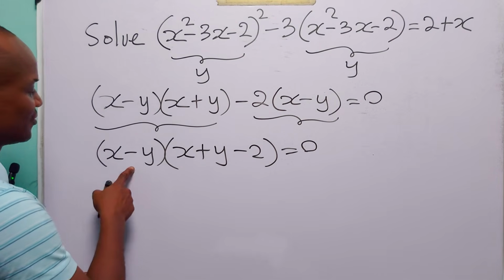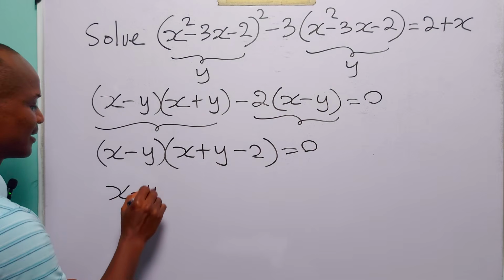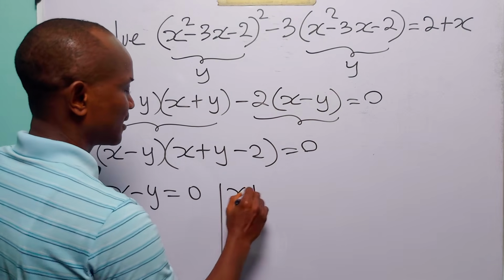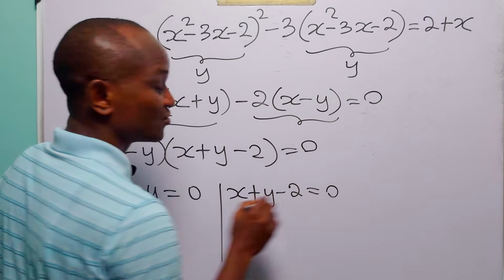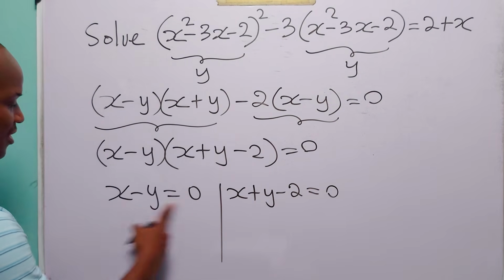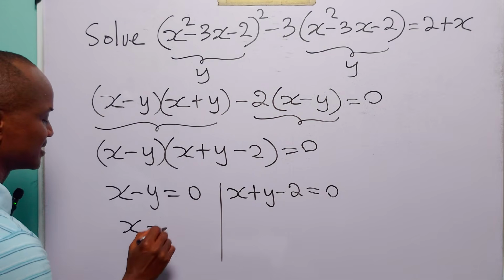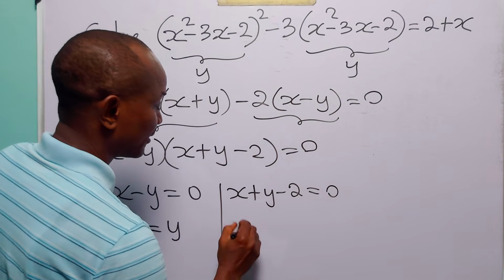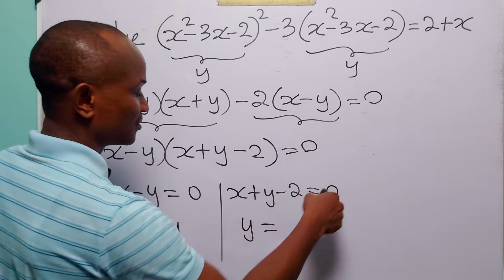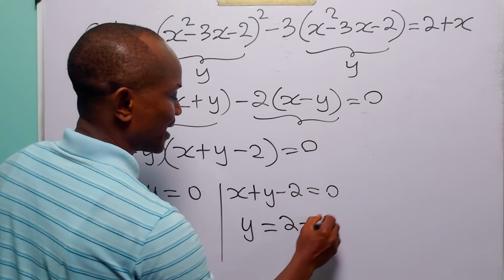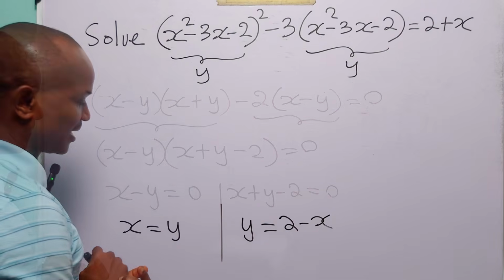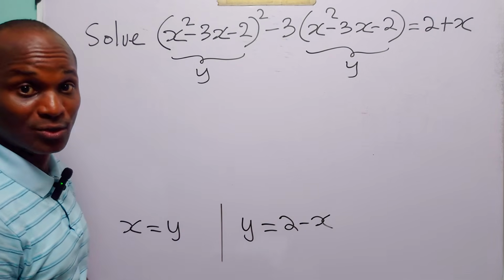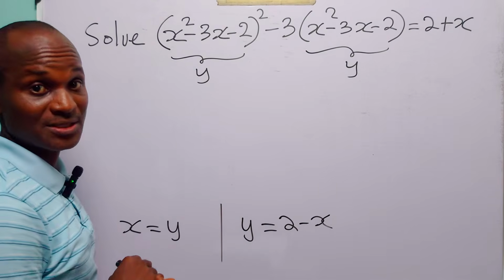And from here, you can see that either x minus y is equal to 0 or x plus y minus 2 is equal to 0. From here, we have that x is equal to y. While from here, we have that y is equal to 2 minus x. And now that we have these two linear relationships between x and y, we can go back to our substitution.